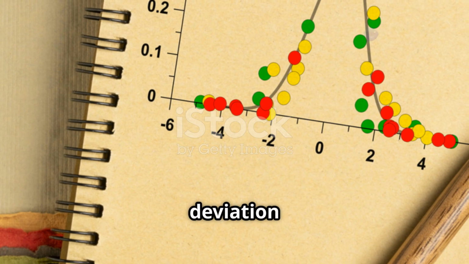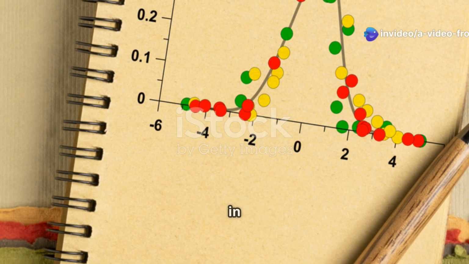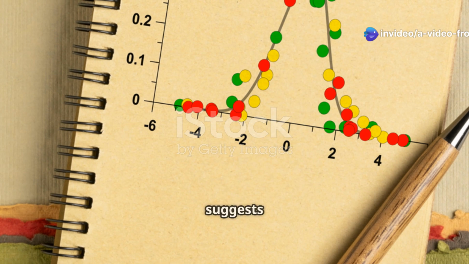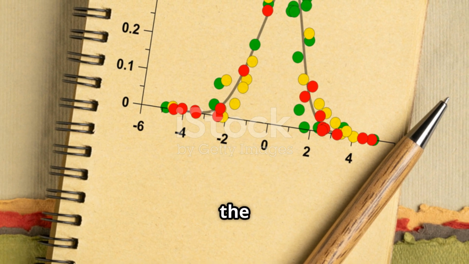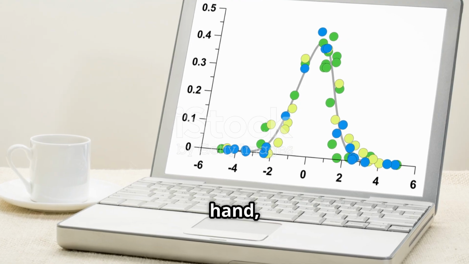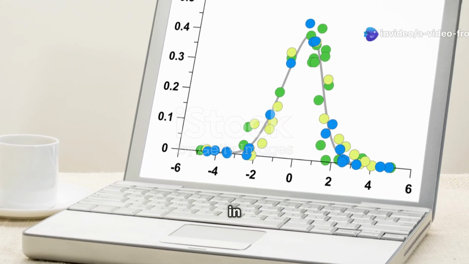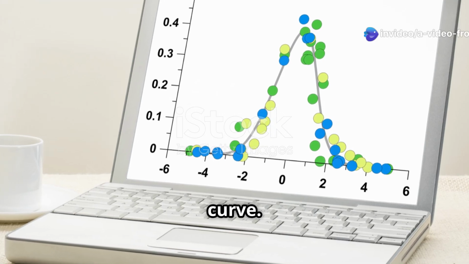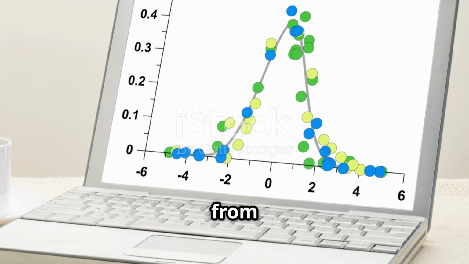A small standard deviation indicates that the data points are clustered closely around the mean, resulting in a tall and narrow bell curve. This suggests that there is less variability in the data, and most of the values are similar to the average. On the other hand, a large standard deviation means that the data is more spread out, resulting in a flatter and wider bell curve. This indicates greater variability, with data points differing significantly from the mean.